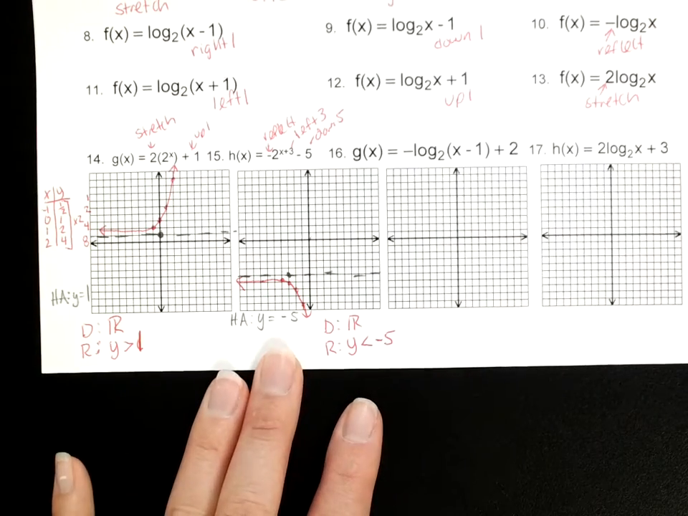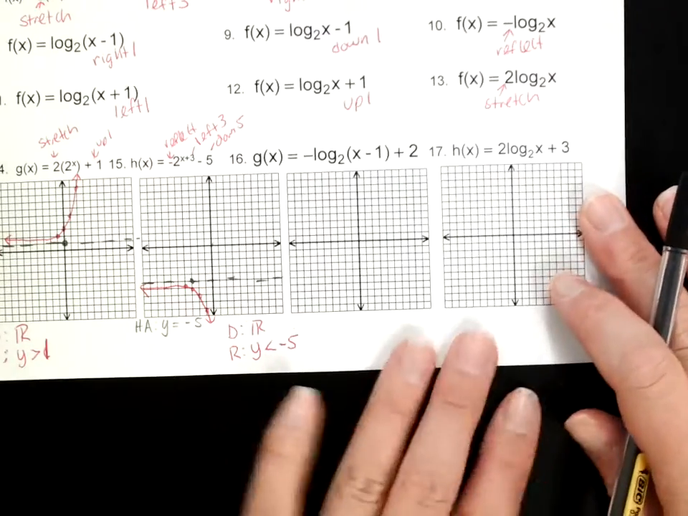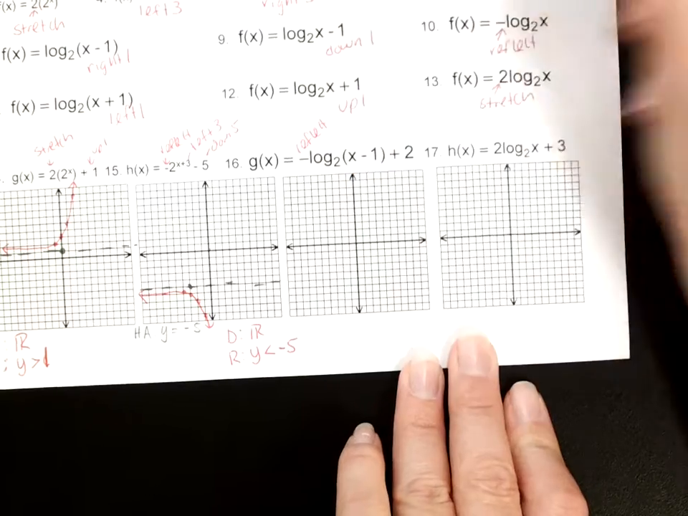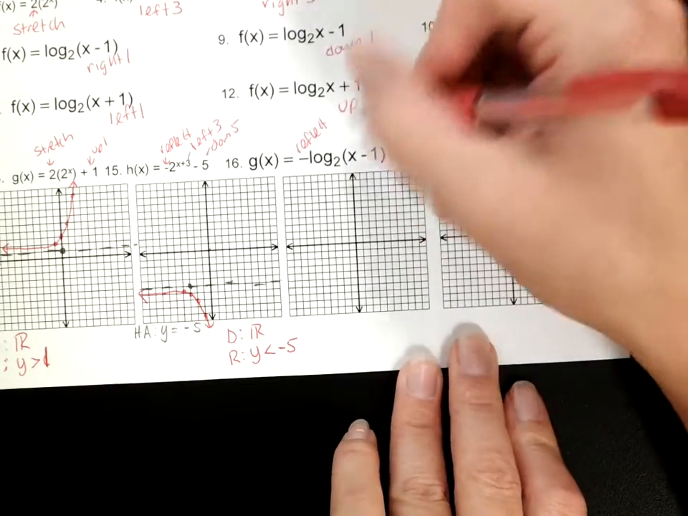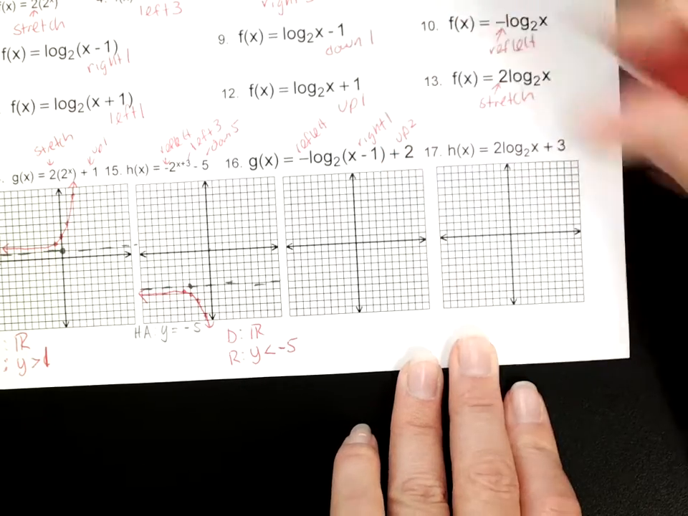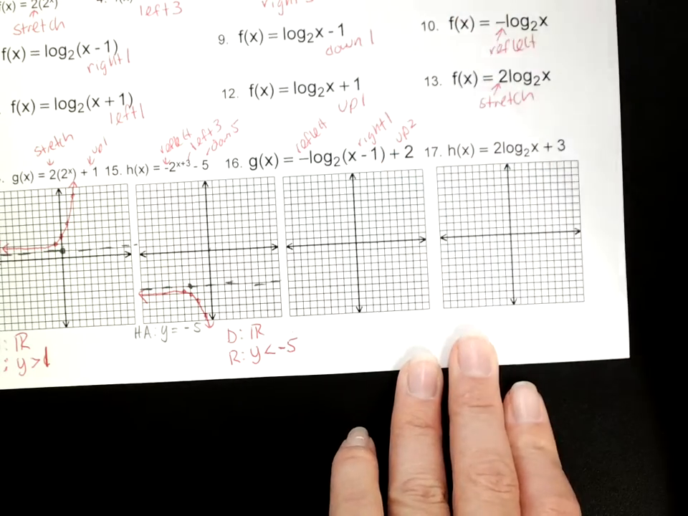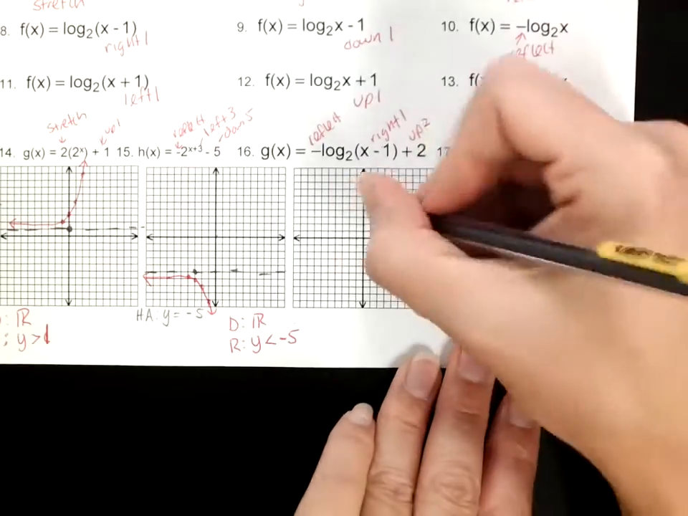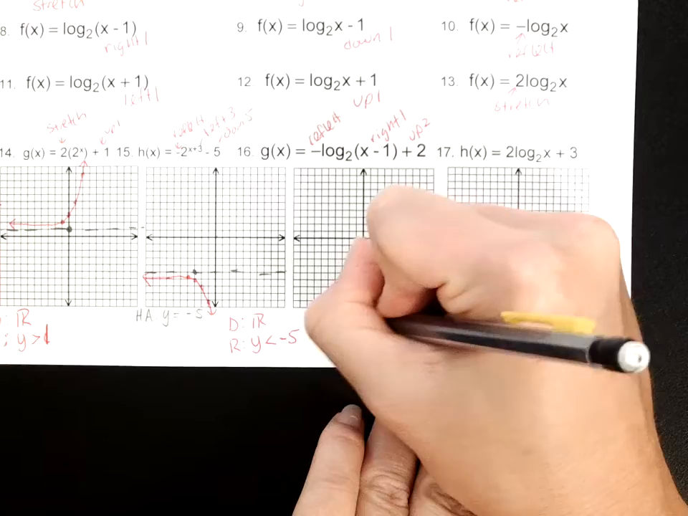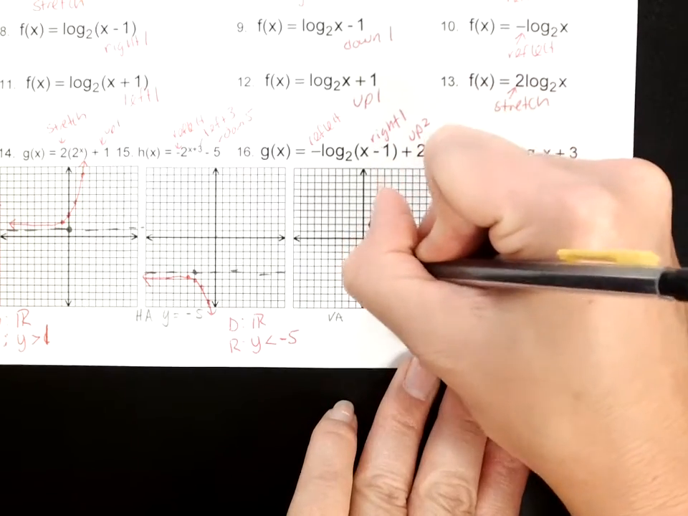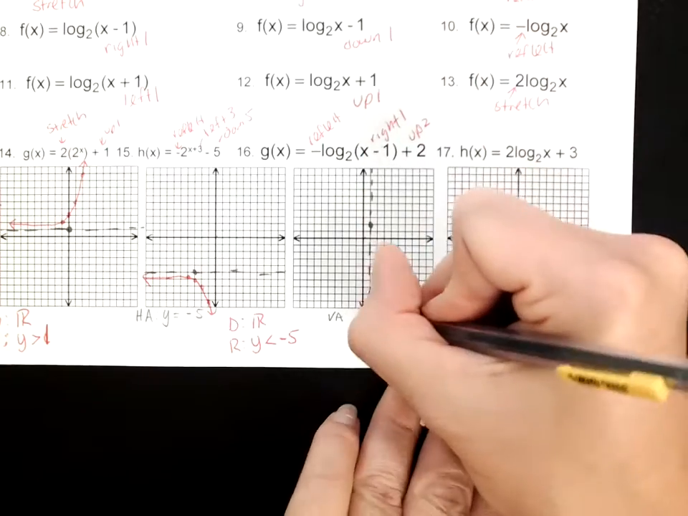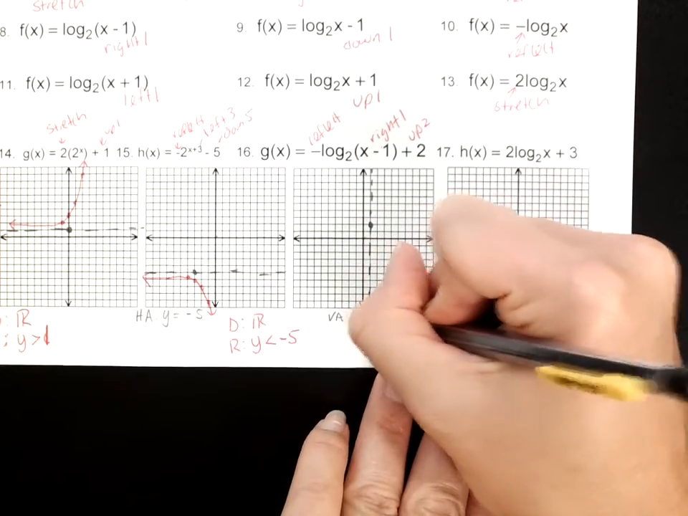Switching to our log function. Negative in front is still a reflect. -1 inside is still going to be right 1, plus 2, up 2. So again, I'm going to start by drawing my asymptote here. Right 1 and up 2. Remember, this one has a vertical asymptote, so I'm going to draw a vertical line through there. My vertical asymptote is at x equals 1.